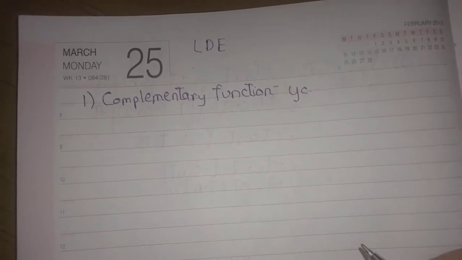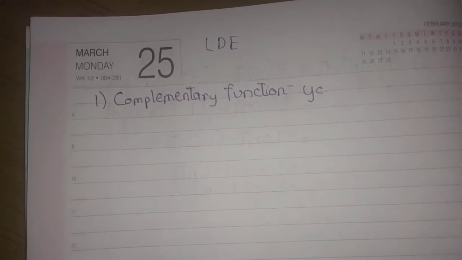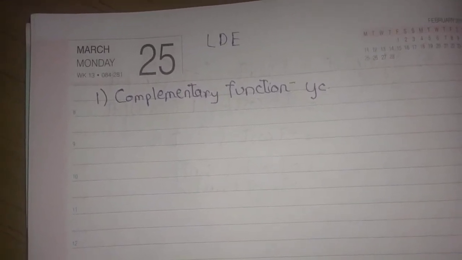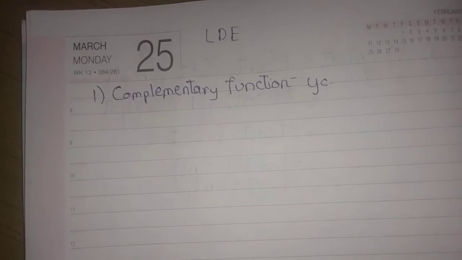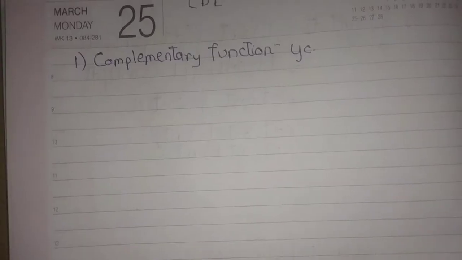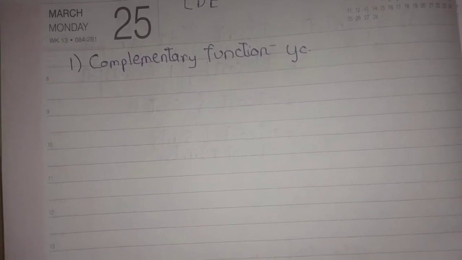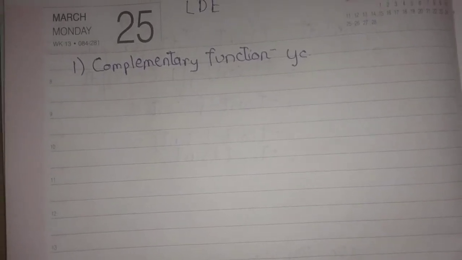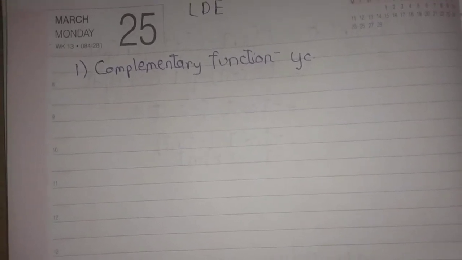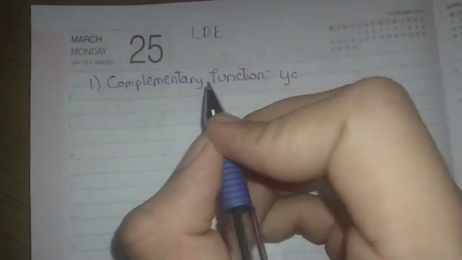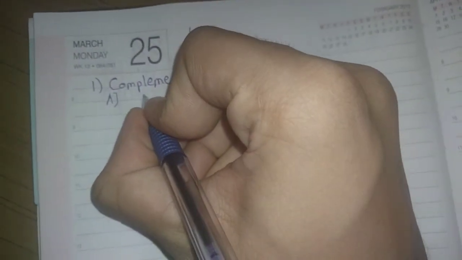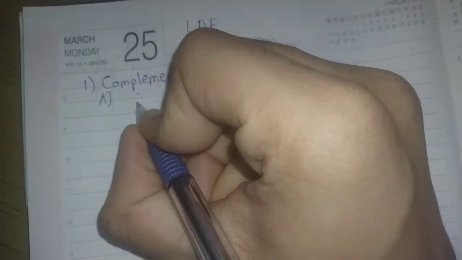Now there are approximately three types of complementary functions. The first case is a complementary function with different factors. Then the second case, it would be better if I write it down. First case is different factors.